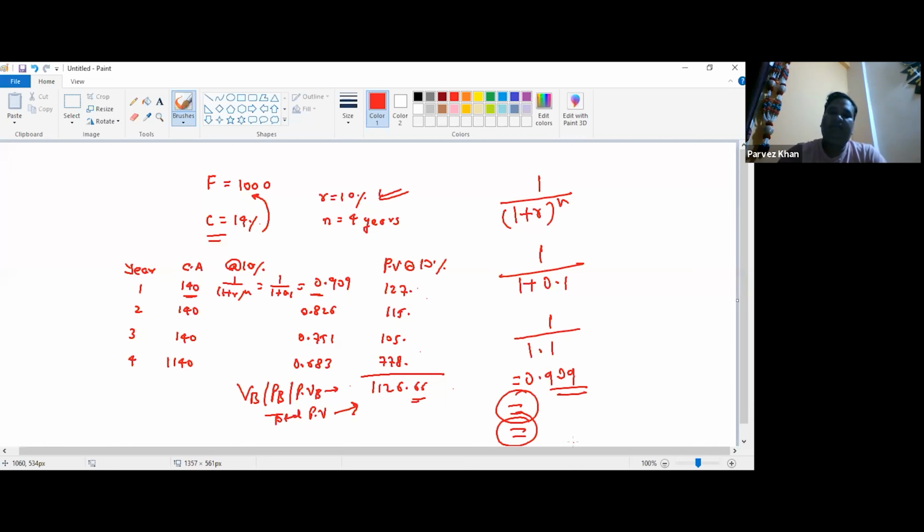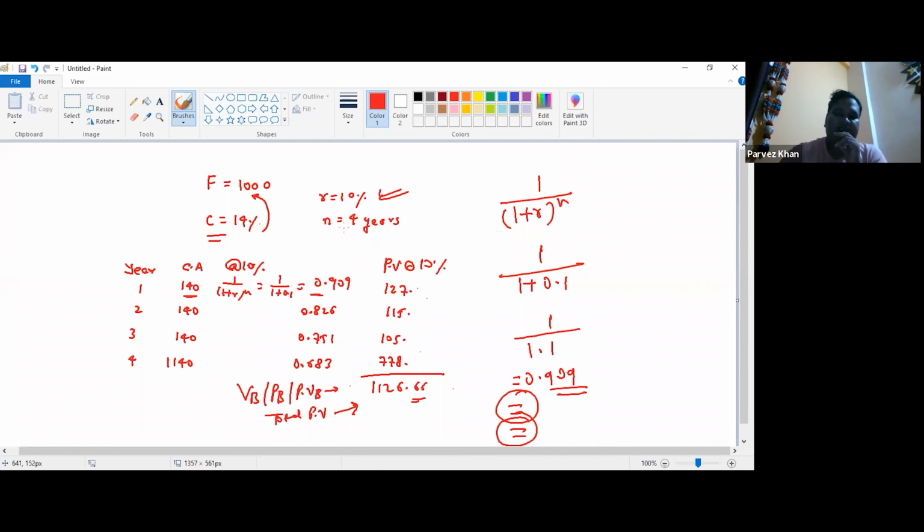Clear? Then multiply 140 into 0.909, 140 into 0.826, 140 into 0.751, and add all the values. Is it clear? Yes, tell me. 1 divided by 1.11 is 0.9009. Not 1 divided by 1.11, it's 1.1. Any other doubt? So you understood?